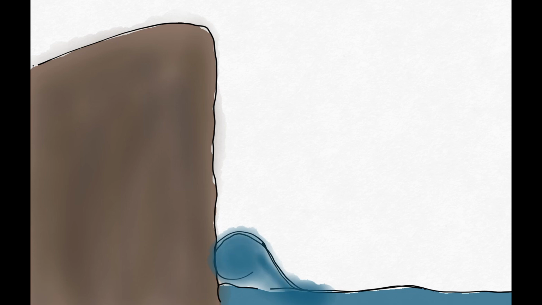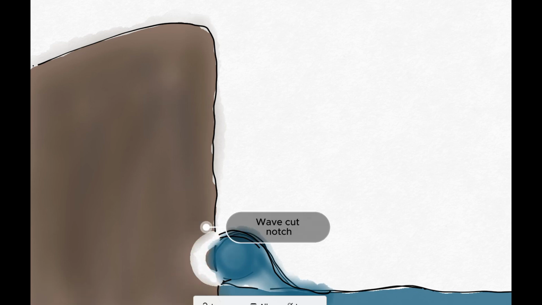Now, many cliffs have a neck point around the high water mark called a wave-cut notch, which is where the wave has undercut the rock. Now, through abrasion, corrosion, and hydraulic action, this wave neck point further extends the notches back into the cliff.